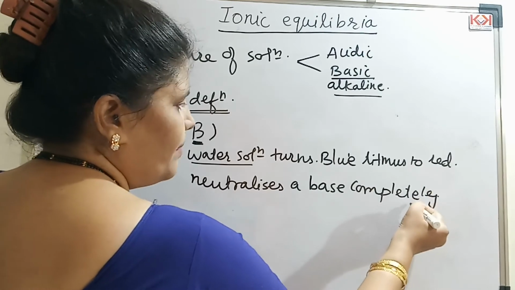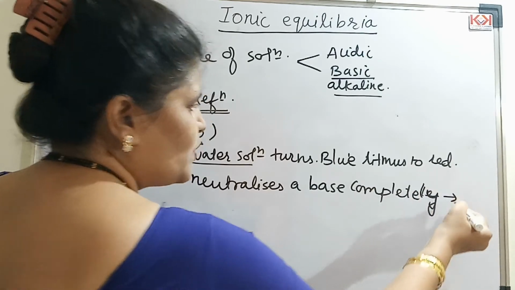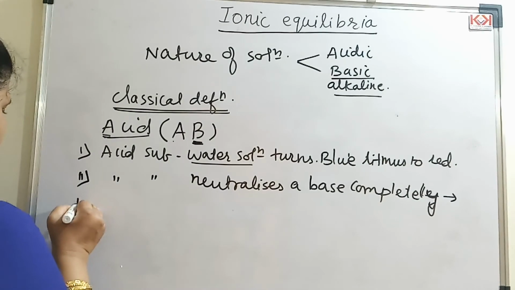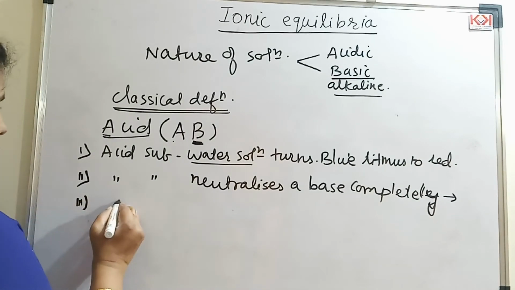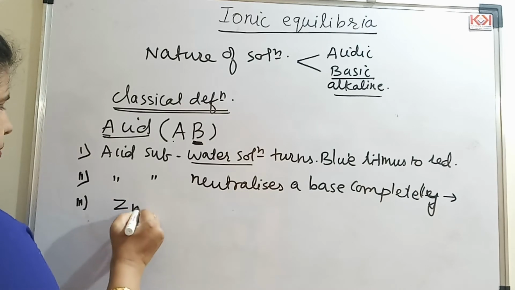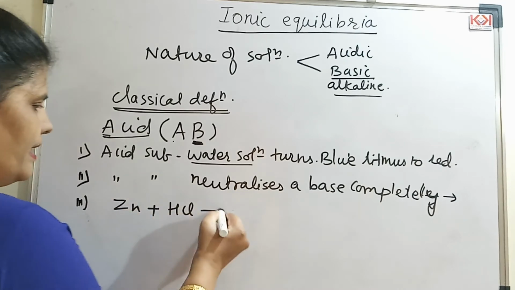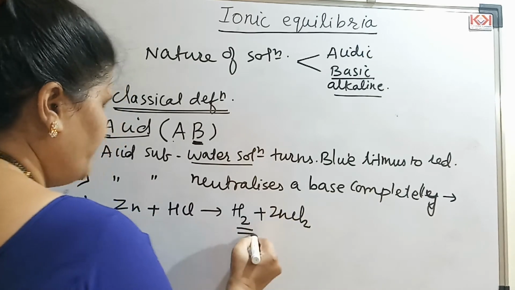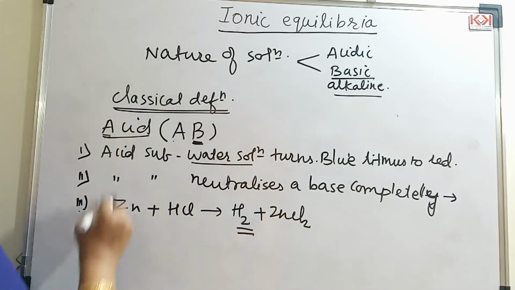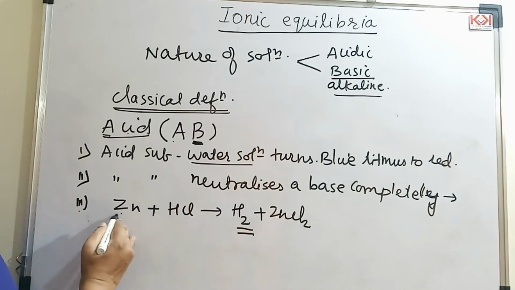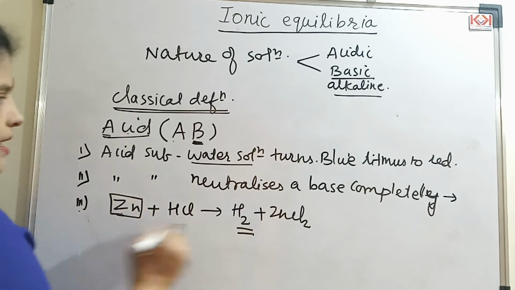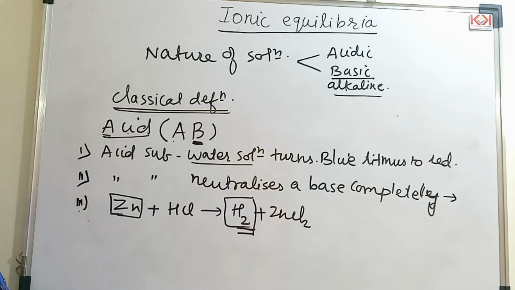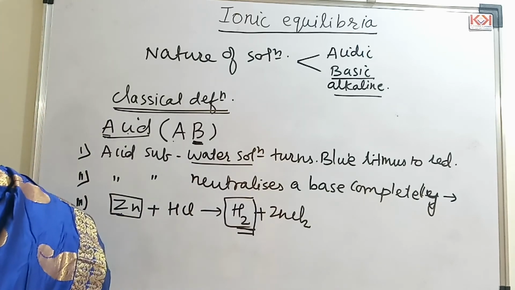What is the meaning of completely, students? It means it will form salt and water. Simply it is the neutralization reaction. What is the third one? You know that acids, when they react with metals, liberate hydrogen gas. So the third point for acids is, acids are the substances that, when they react with metals, liberate hydrogen gas.